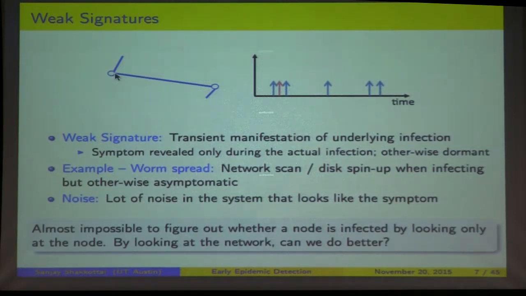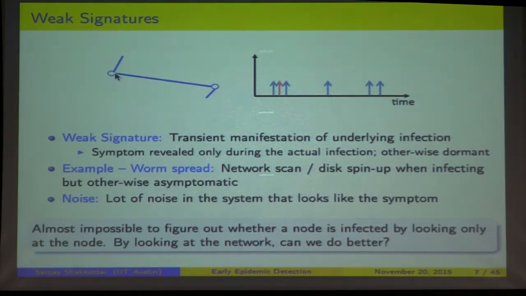Those are the blue blips. There is just a Poisson stream of quote unquote beeps, alerts, whatever you call it. If there is no epidemic, that's all you're going to see. You're going to see this series of blue impulses at rate 1.